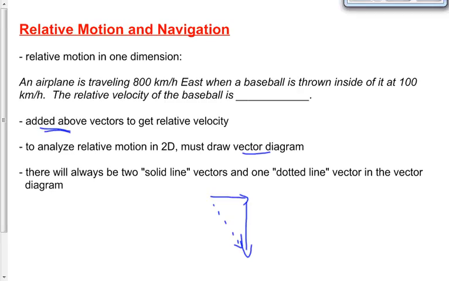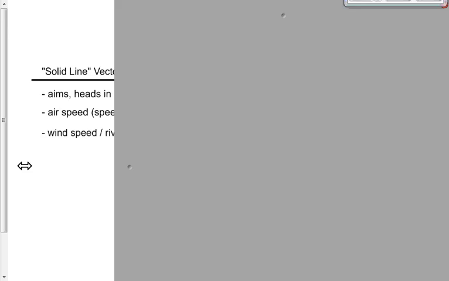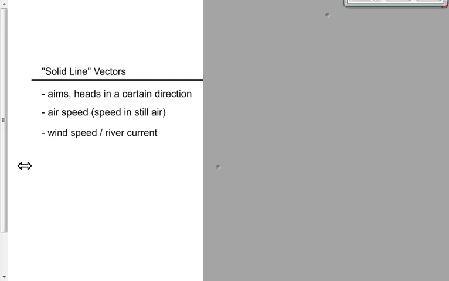Why did we distinguish between solid and dotted line vectors, the component vectors and the resultant vectors? Well, because when we're solving these relative motion problems, there's a lot of different vectors that can exist. There are the solid lines and the dotted lines. We're going to give some examples of what we see as solid line vectors.